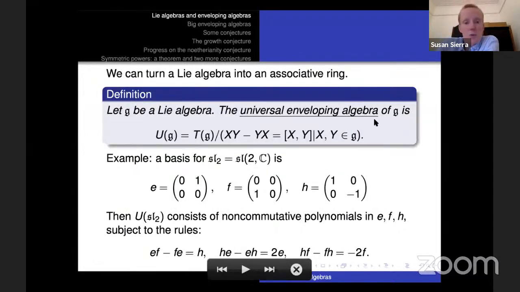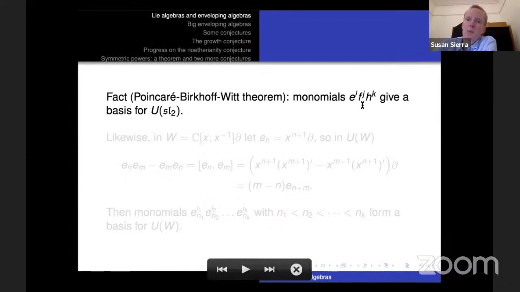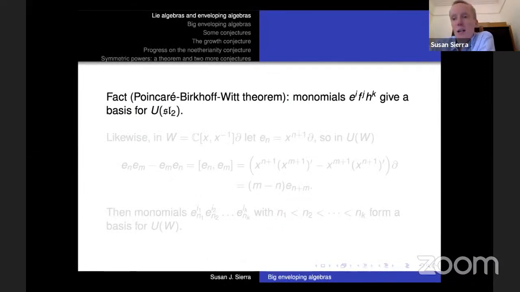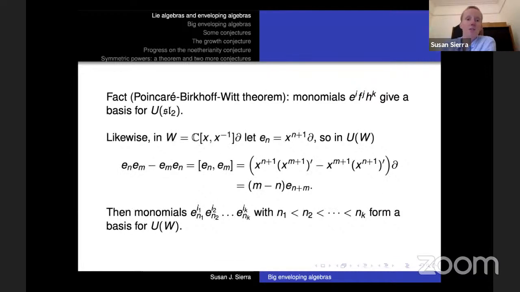You can use these rules to rewrite any element of U of SL2 as a sum of monomials where you first take E's, then you take F's, and then you take H's. And it's not hard to see that those monomials span the enveloping algebra. The fact that it's a basis for the enveloping algebra is a harder theorem, and it's called the Poincaré-Birkhoff-Witt theorem, or just the PBW theorem. And this works for any Lie algebra, for any enveloping algebra. So let's see what the PBW theorem tells us for the Witt algebra, W.